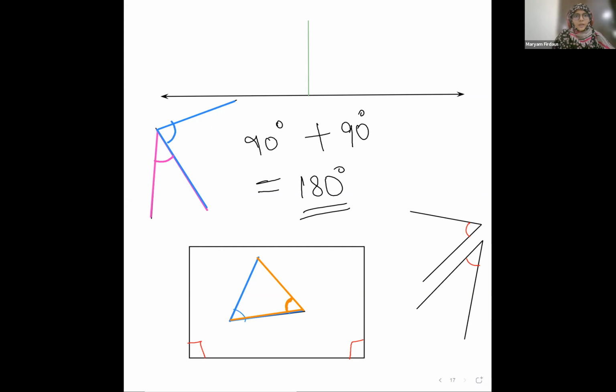Now, there's a term that we have, which is called adjacent angles. Adjacent angles means angles that share a common vertex. Okay, angles that share a common vertex and a common arm.